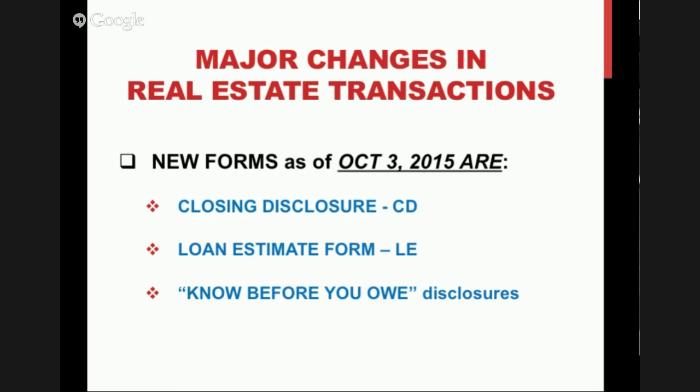So the new forms that we're talking about will be effective as of October 3rd. And again, the first one is the closing disclosure, or CD. That's about a 5-page document. In addition to that, you have a loan estimate form, or LE. These are the two replacement forms. They're better known as the know before you owe disclosures. In other words, these help you really understand the impact of the transaction you're getting involved with prior to actually signing and looking retroactively after you signed at what happened.